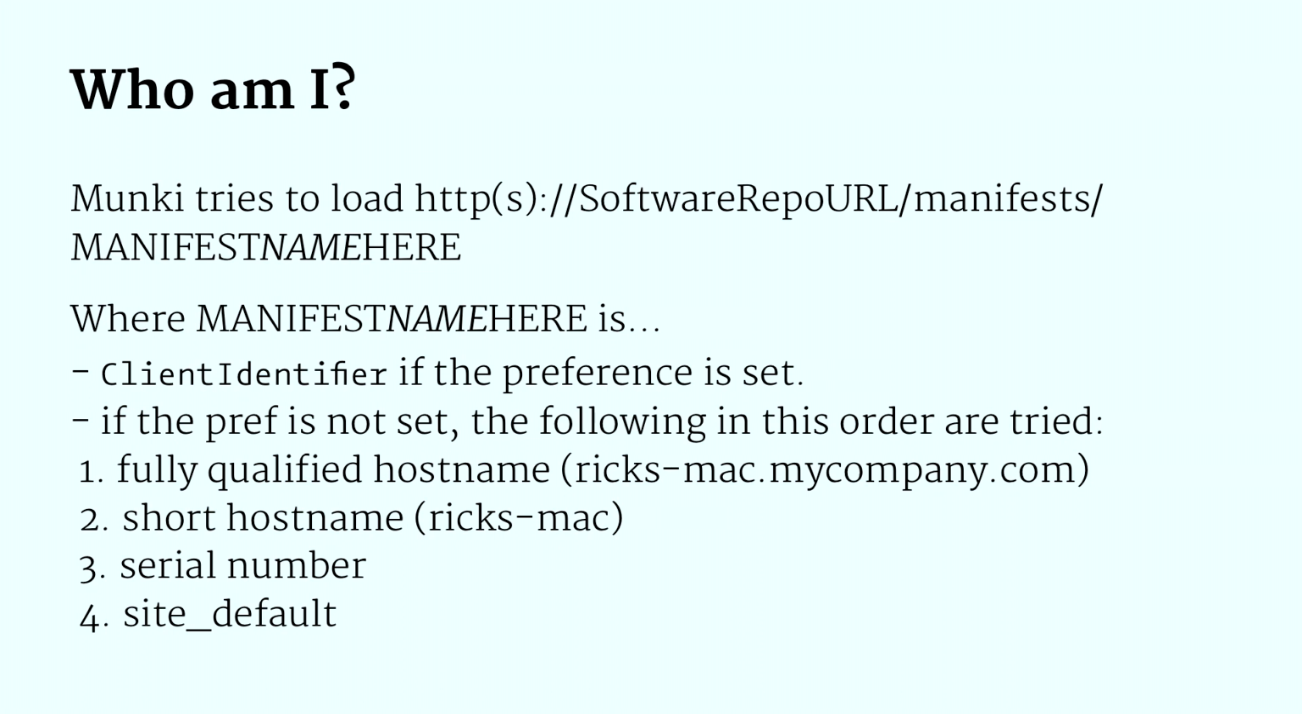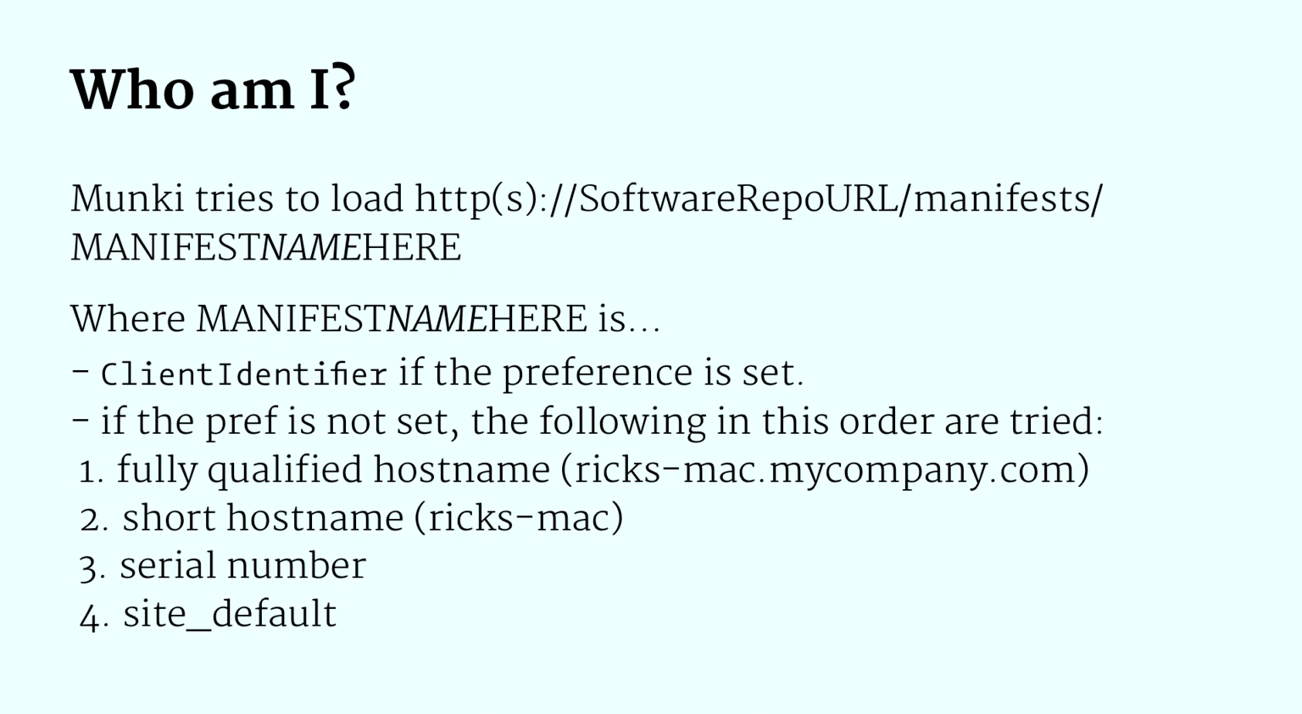Munki by default, when it fires off, just tries to load your software repo URL /manifests/the manifest name. So if you've set that client identifier, that's the manifest name. That can be any number and letter string that you want. And it's just going to reach out and say, hey, Munki server, I am client XYZ. What you got for me? And the server hopefully has a manifest there by that name, hands it back, and then Munki goes on and processes and does its thing.